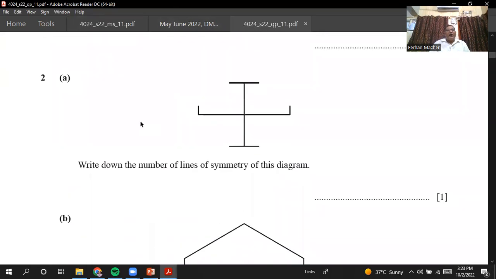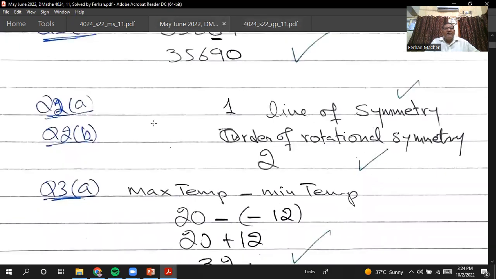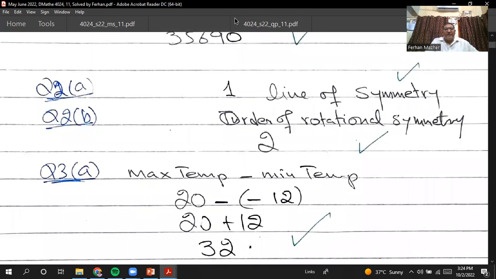He says, write down the number of lines of symmetry of this diagram. The line of symmetry is a line which divides that figure into two equal parts. When you fold the figure along that line, both the parts should exactly match over each other. In this figure, only one line of symmetry can be drawn, and it will be a vertical line. So there is only one line of symmetry in question number 2A.